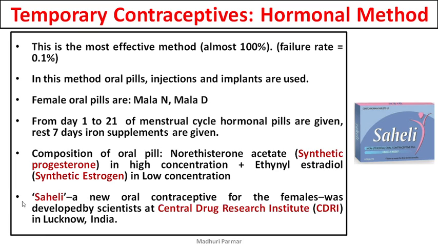According to your textbook, Saheli, which is a new oral contraceptive, was developed by scientists at Central Drug Research Institute (CDRI) in Lucknow, and these are actually non-steroidal. That is, they are not made up of your steroidal hormones like estrogen or progesterone. Why was this developed? The reason is that when you keep on taking such artificial hormones, they cause many side effects in your body, and so they developed a non-steroidal oral contraceptive which does not have any side effects, or it has side effects but less.